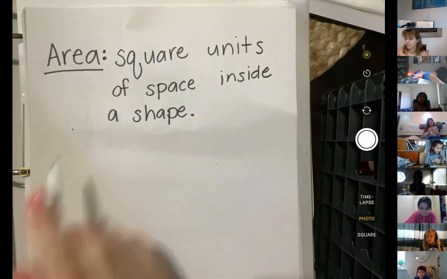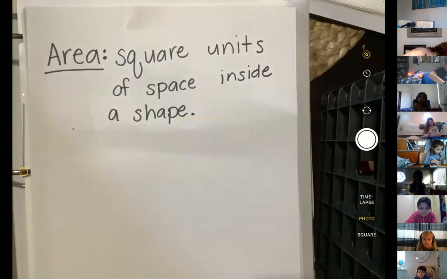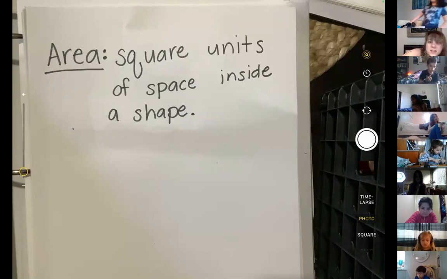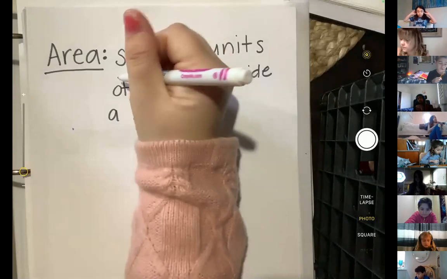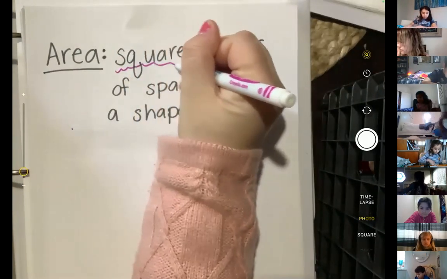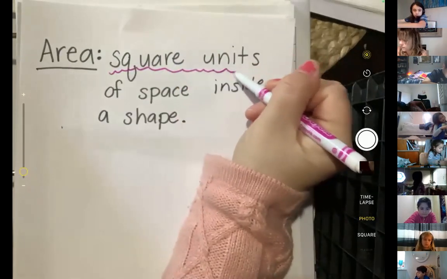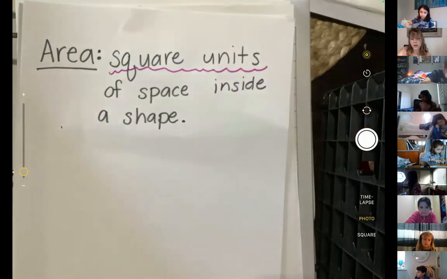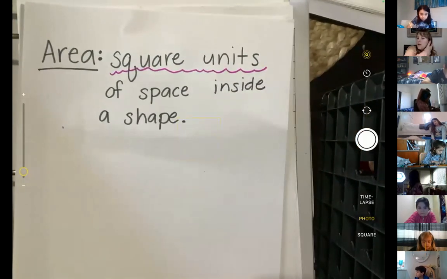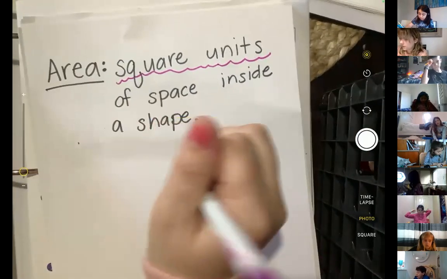Now, another word I used in here is, let me get a different color, that word square unit. Maybe you're thinking, what is a square unit? So that's our next vocabulary word. Okay, so a square unit is the area of a square with side lengths of 1 unit. Okay, so I'm going to put that here.